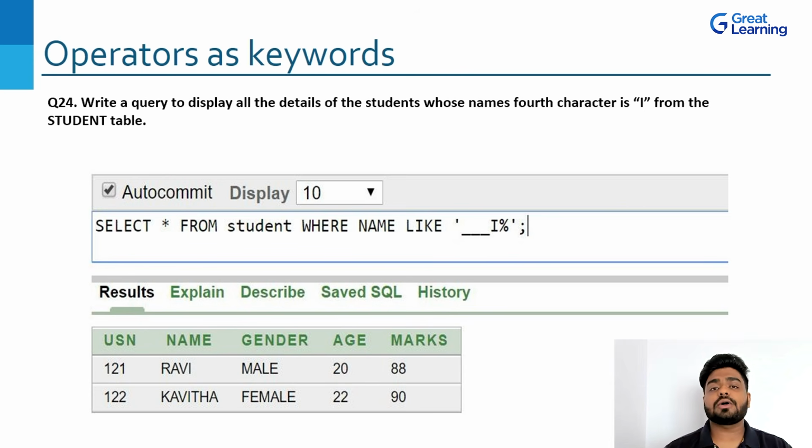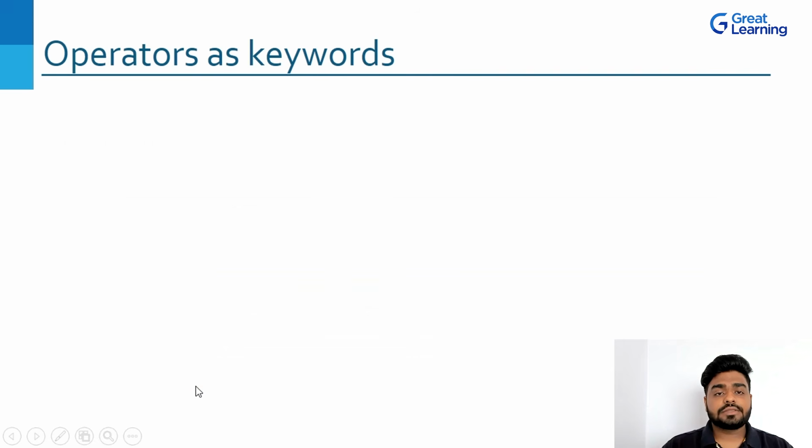Why 3 underscores? Because we know that the 4th one is I, so the previous 3 letters we need to skip over. That is what we have done. So we are getting Ravi and Kavita, because Ravi and Kavita have I as the 4th letter. This is how you will use the LIKE keyword.